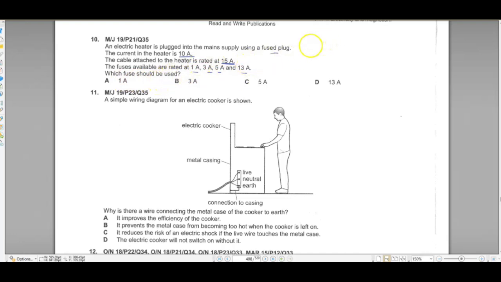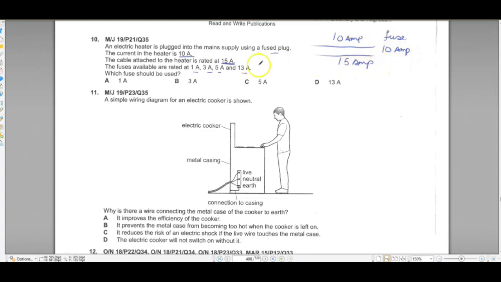Okay. The current in the wire currently is 10 amperes. And the wire can withstand a current of 15 amperes. The current in the heater currently is 10 ampere, and the fuse should be such that it allows at least 10 ampere current to pass through. And then if it becomes more than 10 amperes, 11 or 12, or maybe 13, it disconnects.